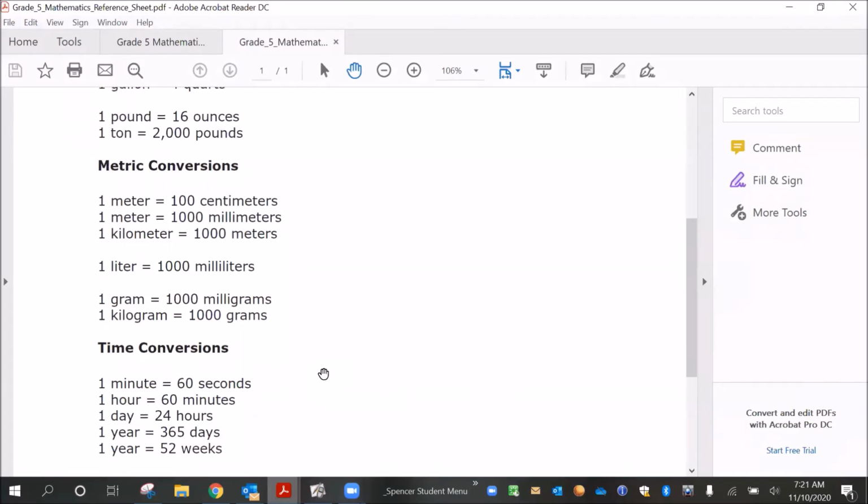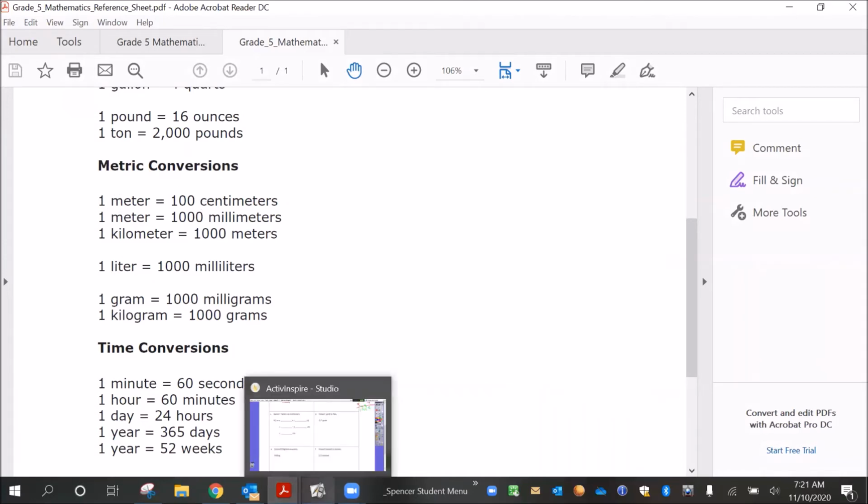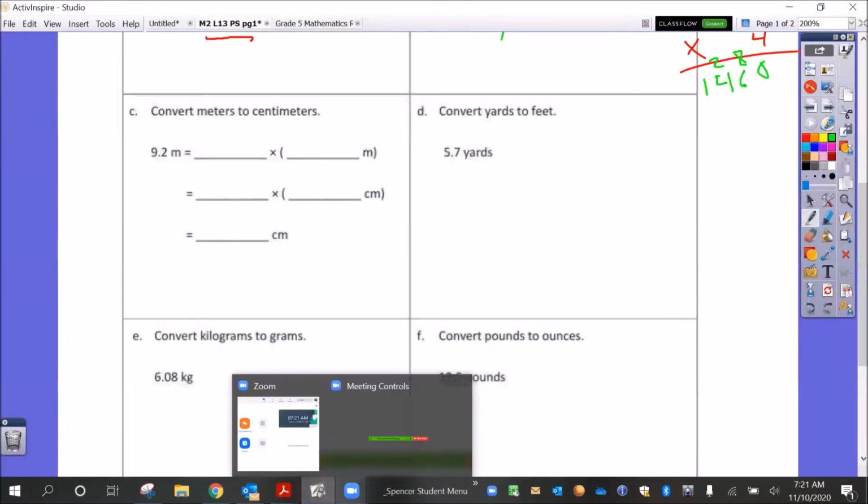So we're going centimeter to meter, or meter to centimeter. 1 meter is equal to 100 centimeters. So 9.2 meters times 1 meter. But again, this is the sentence that we're converting, or part of the sentence we're converting. So it's 9.2 times 100.